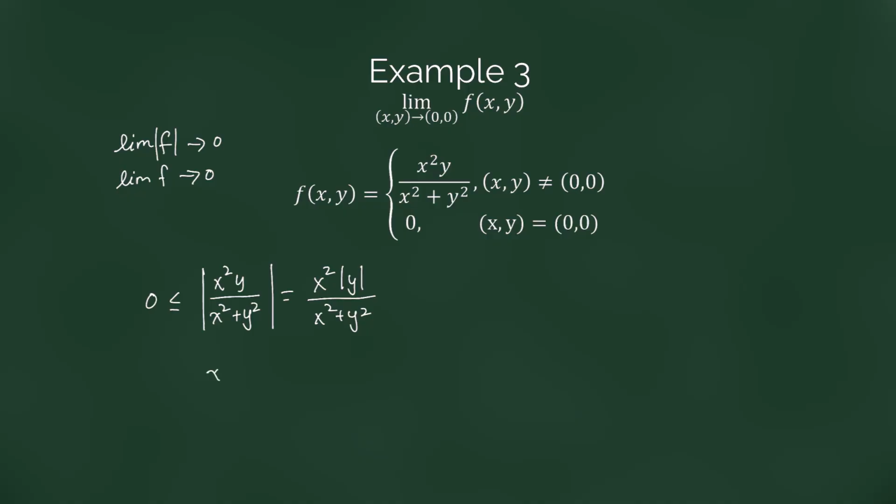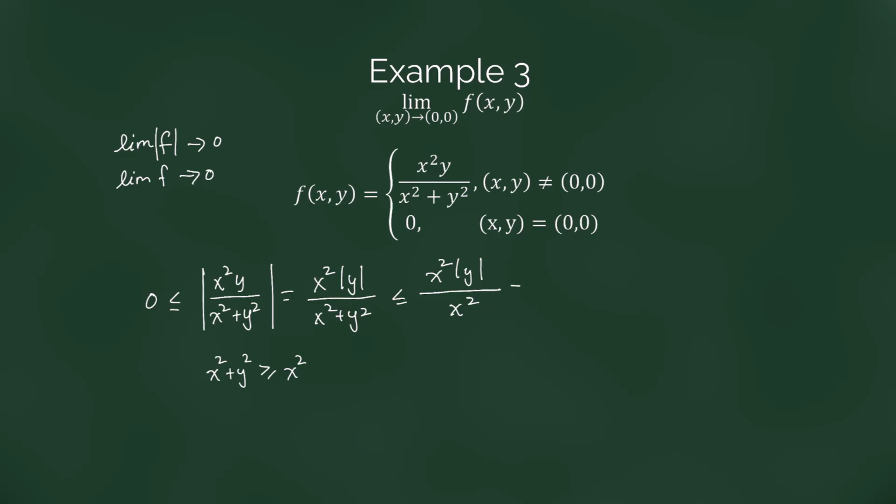Now we also know that x squared plus y squared has to be at least as big as x squared, because we're adding something on to x squared, which means that this expression is then less than or equal to x squared times the absolute value of y over x squared, because we've replaced the denominator with something smaller than the denominator.